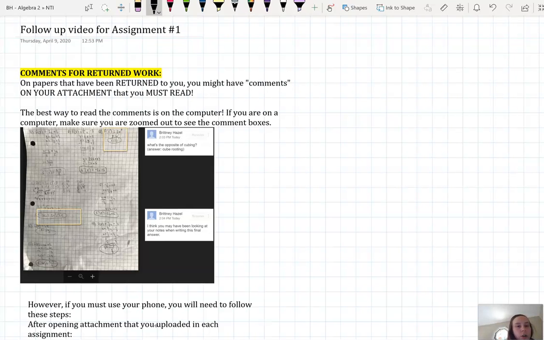If you're on your computer screen, you're going to look at this one right here, okay? If you're zoomed all the way out, you'll see these text boxes, and over here, you'll see what we've been commenting on specifically for your assignment. If you have more than one attachment, you'll have to open both of those to see the comments, okay?